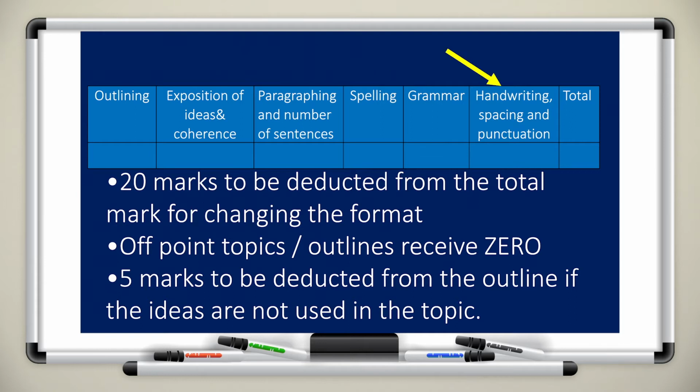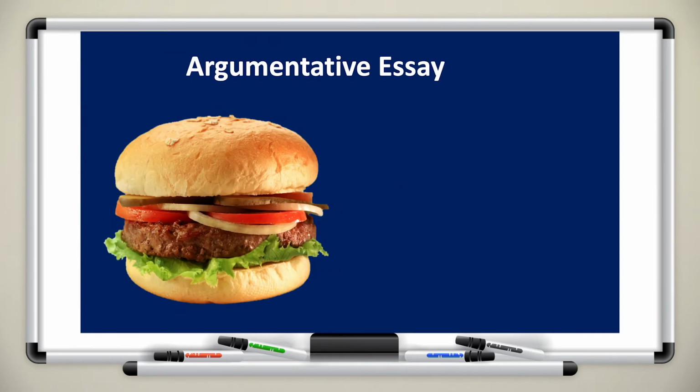Another main part of your assessment will be on your handwriting and the presentation of your work. Remember, clear and clean handwriting will show and reflect that you are a good writer and that you took some time to work hard on your essay. And this is what we want. Off-topic essays will get 0 because that means you did not read the question and you didn't understand what they're asking for. So let's look at the form of an argumentative essay.